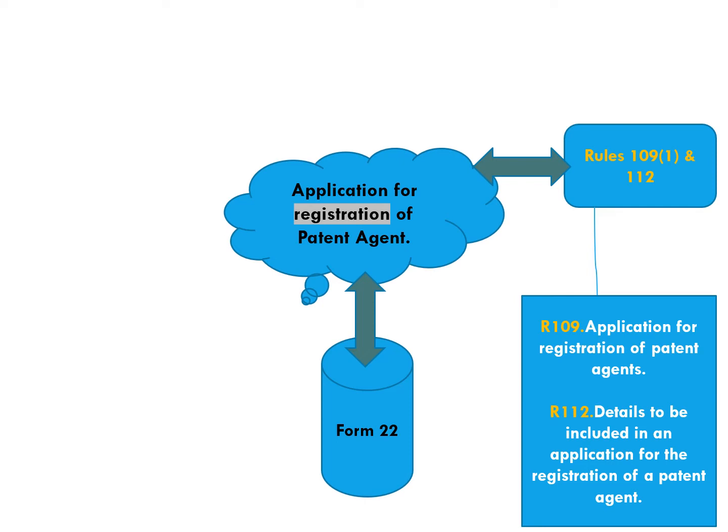So easily we can see that form 22 is related with rules 109 and 112, and the keyword here is registration. Registration means registration of a patent agent, so the secondary keyword may be patent agent. Just to remember these things, for a clear remembrance, nothing else.